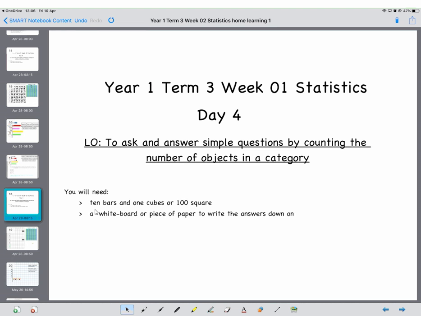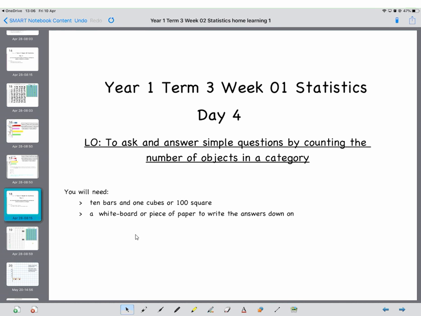So today you're going to need 10 Base 10 cubes or a 100 square for the starter, and you're going to need a whiteboard or a piece of paper to write the answers down on. And if you've got some fruit around the house, you may want to make use of that fruit to represent your own version of the pictogram we're going to be looking at in just a moment.